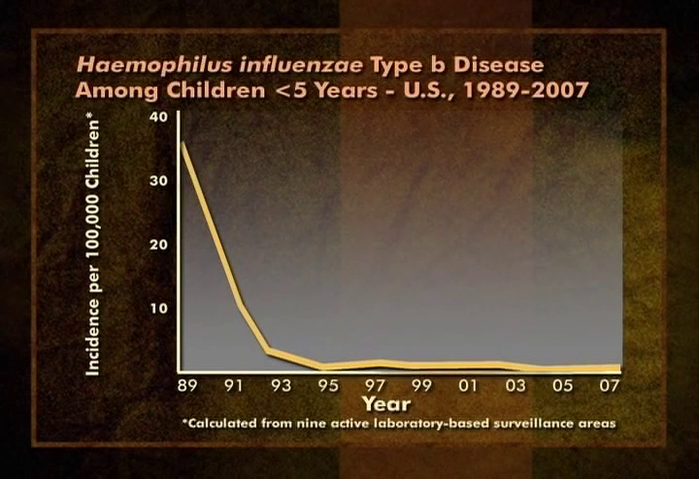The rate fell rapidly after introduction of the conjugate vaccine. By 1994, the incidence of Hib among children younger than 5 years of age had decreased by 95% compared with the pre-vaccination era. By 2005, the incidence had declined by more than 99%. From 2002 through 2006, a total of 123 confirmed Hib cases have been reported among children younger than 5 years, an average of about 20 cases per year. This is a rate of less than one case per million population.